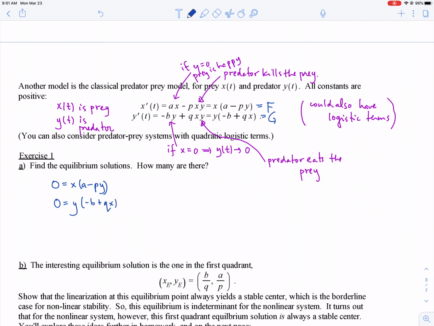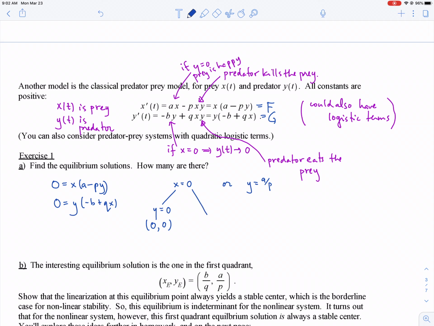So setting f equal to 0, we either have x equals 0 or a minus py equals 0. That's y equals a over p. And if x equals 0, then we could have y equals 0. And sure enough, (0, 0) is an equilibrium solution. There never were any predators or prey, and it stays that way until someone puts them on the island.